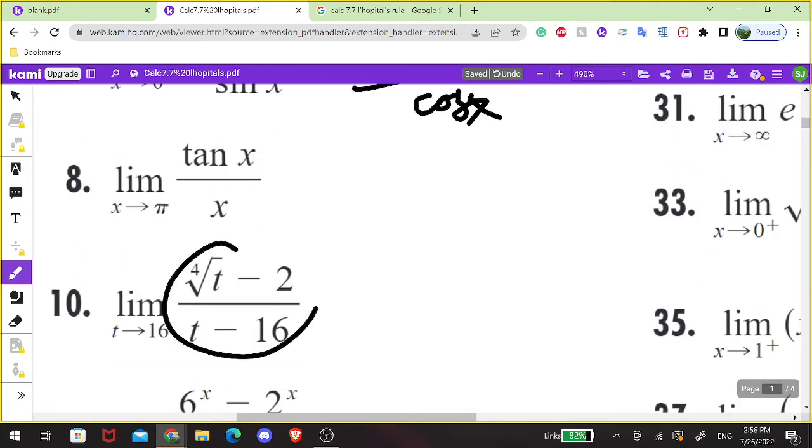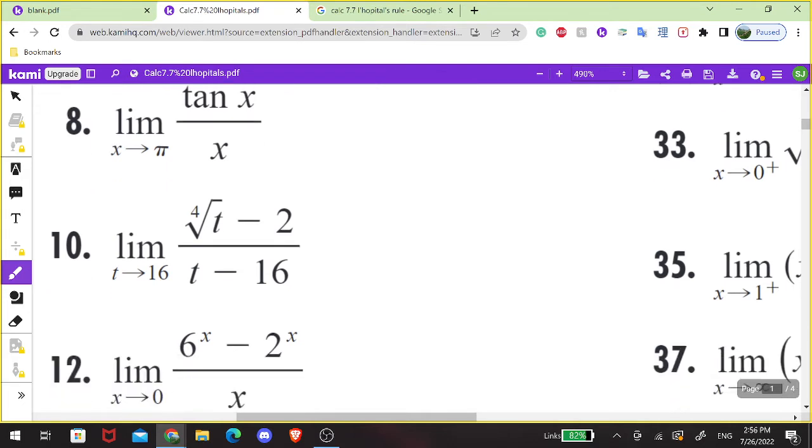Alright, this is an example from yesterday, which you would have done with the conjugate. You would multiply this by t to the 1/4 plus 2, and the same thing down there, and you'll do all that weird math, but we don't need to do all of that because we can just use L'Hopital's rule. So t to the 1/4 minus 2 over t minus 16. Let's plug in 16. 16 minus 16 is 0. 16 to the 1/4: 2 to the 4th power is 16. 2 minus 2 is 0. So it's 0 over 0, which means L'Hopital applies.